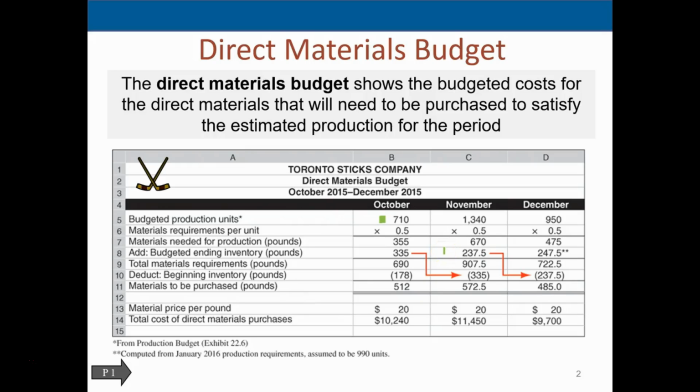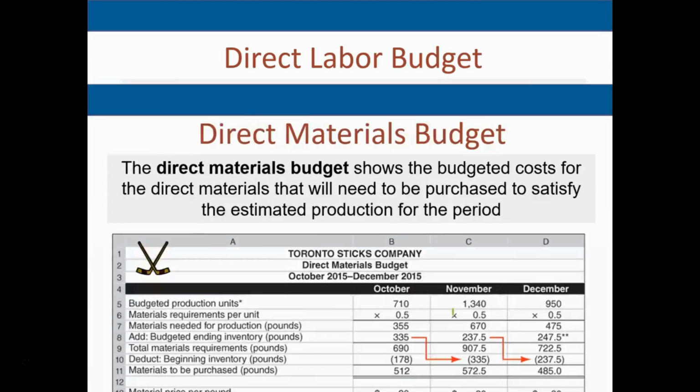We're going to add to that what we want at the end of November in terms of our ending inventory. That means we need 907.5 units to purchase if we did not already have a beginning inventory at the beginning of November, which is the ending inventory from October. We subtract that out, and we need 572.5 units that we'll need to purchase in November. If we multiply that times the unit price of 20, we get 11,450. And so on and so forth.